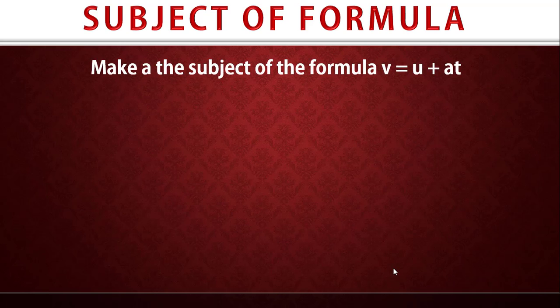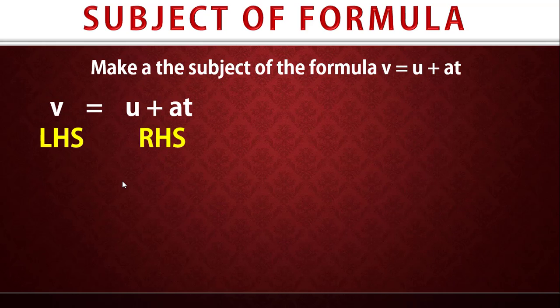So in our example 1, we are asked to make A the subject of the formula V equals U plus AT. The very first thing you need to do is try and write down the formula first: V equals U plus AT. You know that our V is at the left hand side and our U plus AT is at the right hand side. Okay, so what you are asked to make the subject of the formula, where is it?